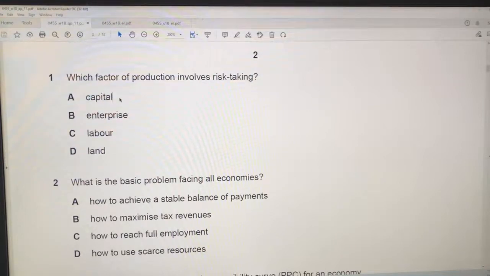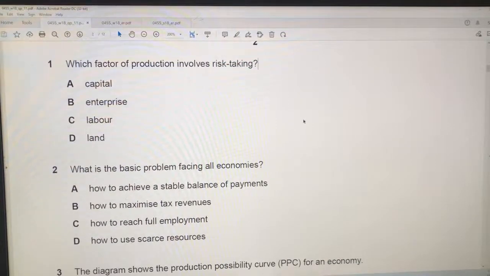It's not capital. Capital is man-made goods used to produce other goods, or man-made goods used to produce services. So it's not capital. Enterprise is the risk-taking factor of production. Take the risk, organize. Enterprise organizes the other factors of production and hopefully earns a profit. And if not, they earn a loss. That's the risk-taking part. So the answer for 1 is B.